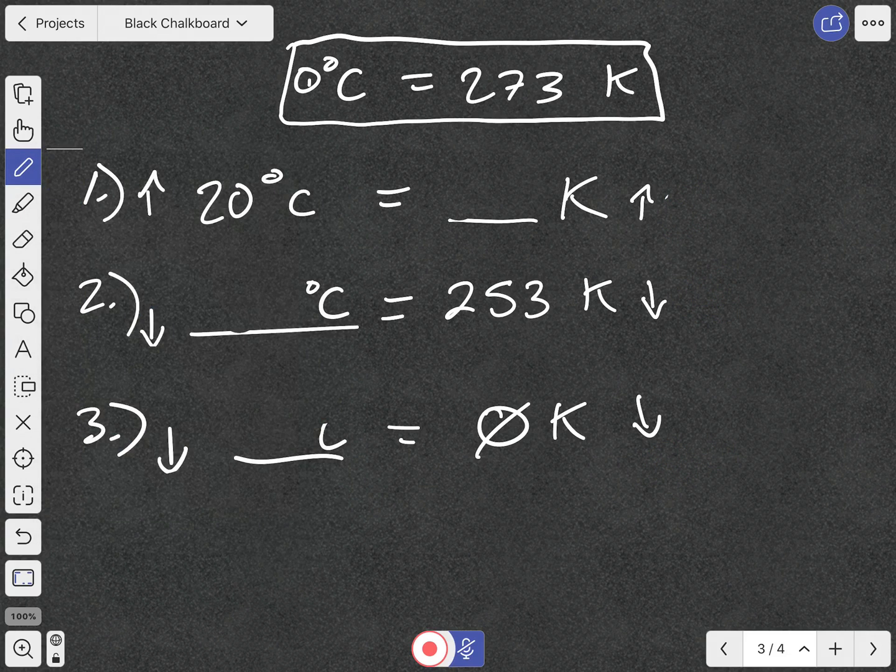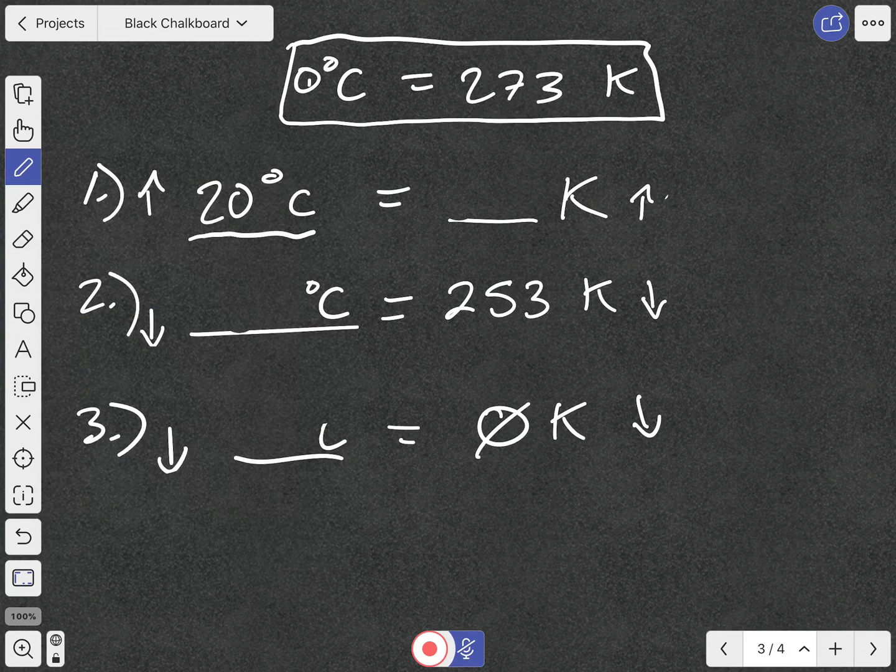All right. So when we're interconverting between Celsius and Kelvin, we have to keep this in mind. This is my go-to ratio. 0 degrees Celsius equals 273 Kelvin. This is my ratio. So what happens if I give you a number and I'm asking you to convert between Celsius and Kelvin, and you're not at 0, but rather you are at 20.